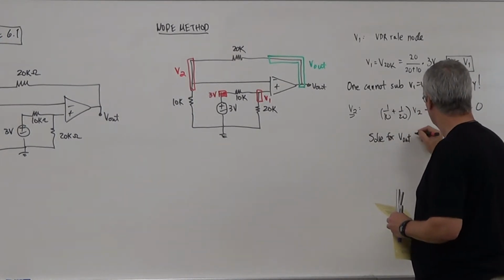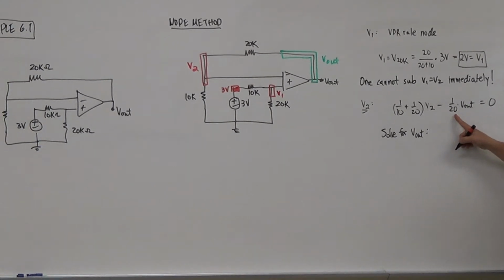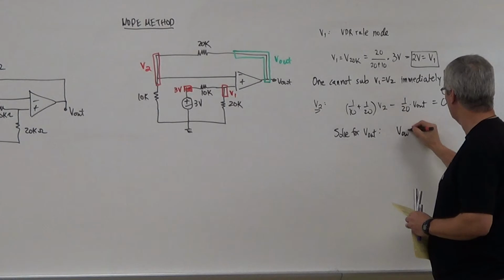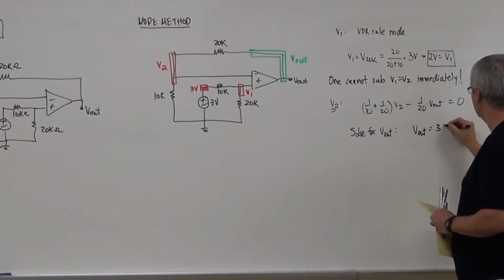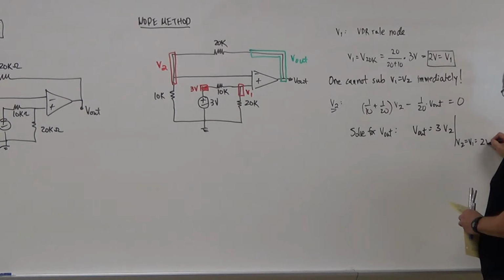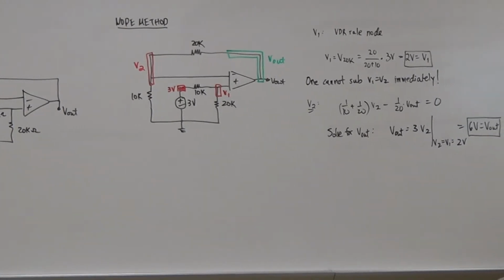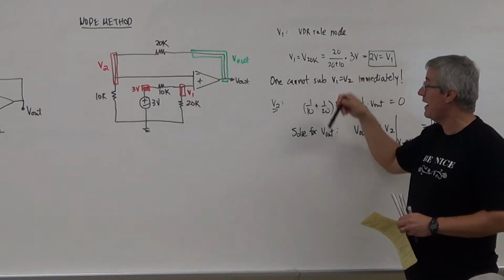Now if I solve for V out, I bring this over, then multiply both sides by 20, which gives 20 over 10, which is 2, plus 20 over 20, which is 1, so 2 plus 1 is 3. Then V out is equal to 3 times V2. Now I apply the ideal conditions, where V2 is 2 volts, and plugging in gives me 6 volts for V out. I'm not really thinking my way through this; I'm just applying mathematical equations.